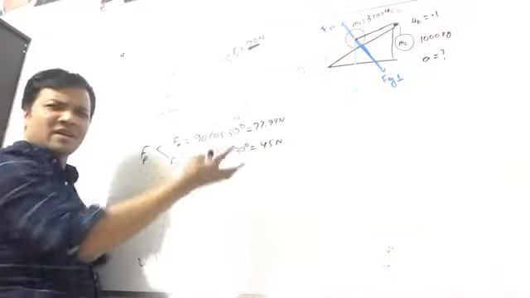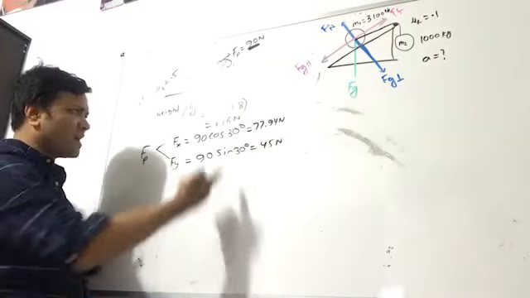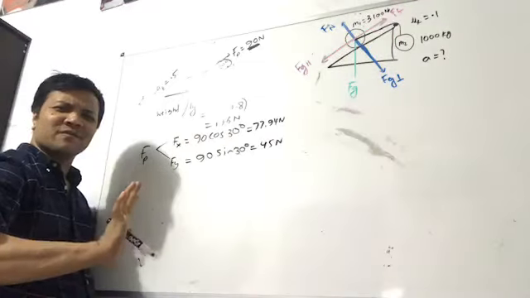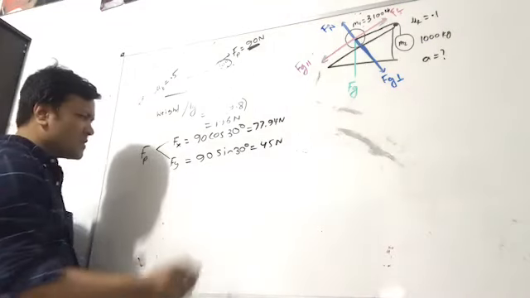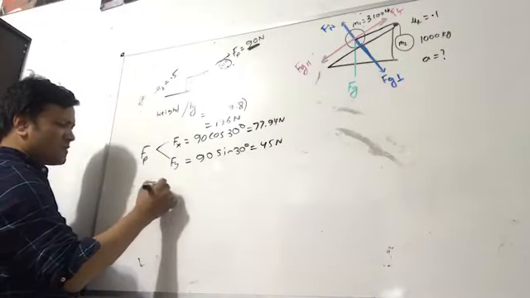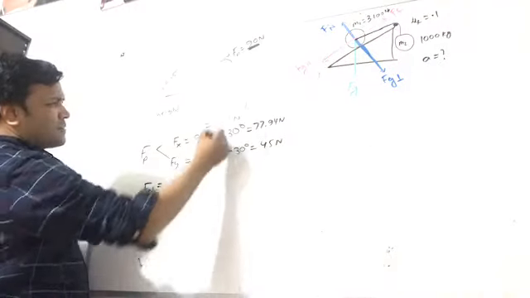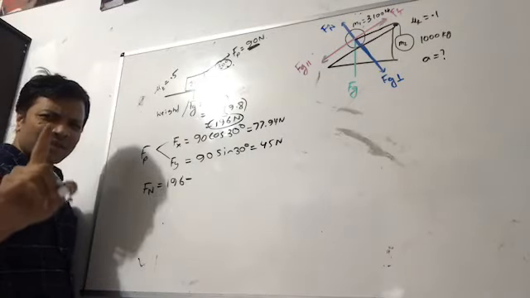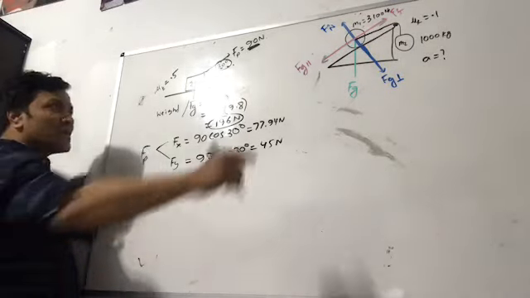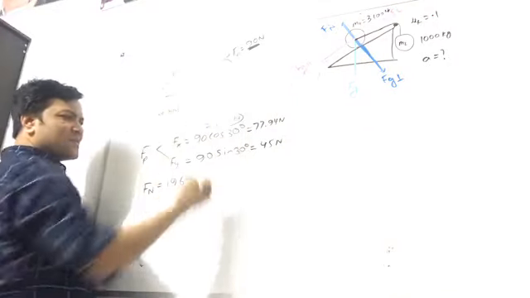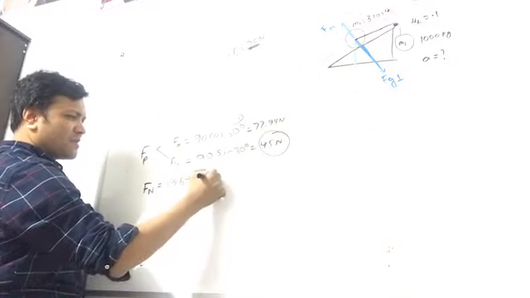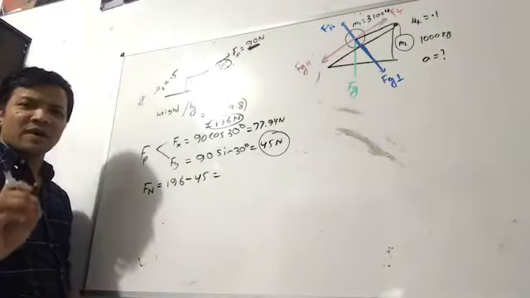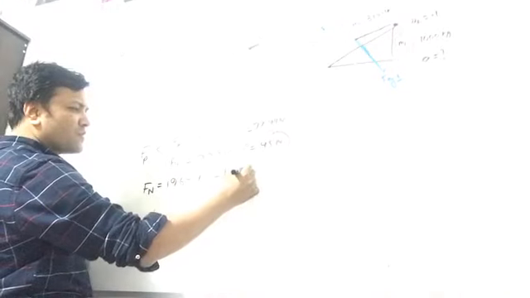If you remove that string, then obviously the table has to apply 196 Newton. But now the table applies 45 Newton less than it has to. So then let's find the normal force. Normal force is equal to the weight of the box, 196, minus the y component of the applied force. The y component of the applied force is 45. 196 minus 45 is 151. So the normal force is 151 Newton.